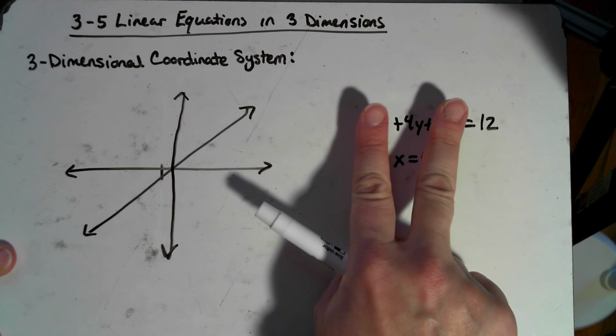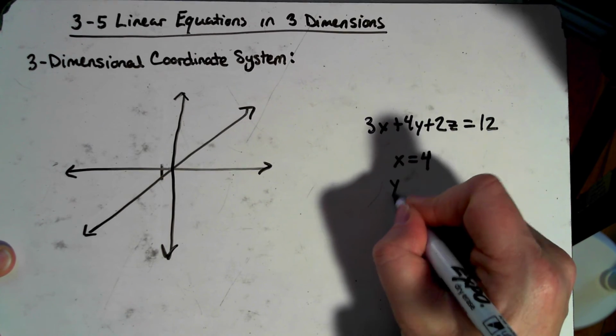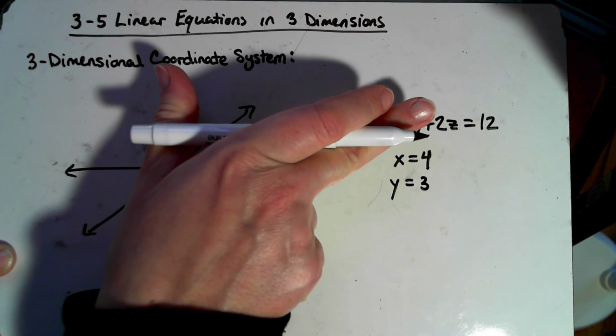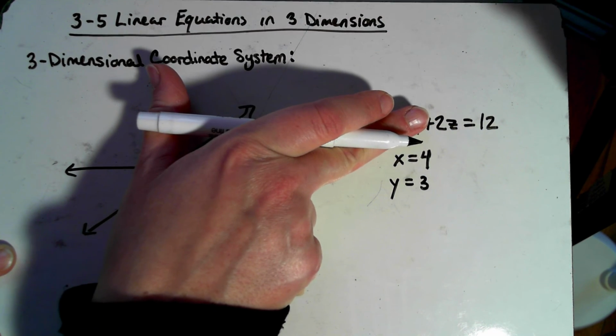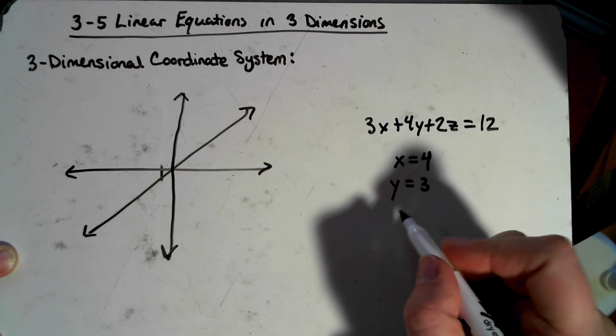Now to find y, I'm going to cover up the x and the z, and I get 4y equals 12. So I divide to get y alone, and y is 3. And then for z, I'm going to do the same thing. I cover these up. 2z is 12. So divide that, and you get z is 6.